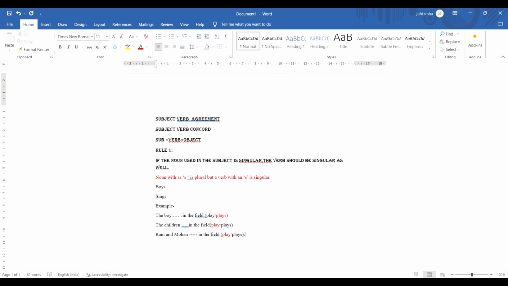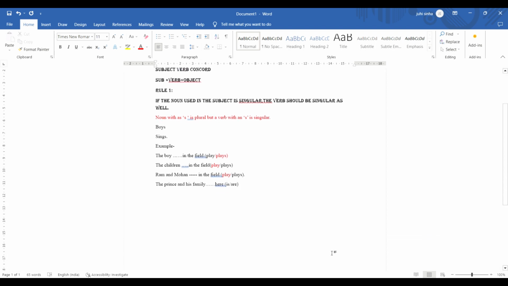Not plays, because two nouns are joined with the help of and. Okay, one more example. The prince and his family dash here. Suppose the options are is or are. Now, because there are more people, the prince as well as his family, the option will be are, a plural verb. Now, as I was talking about exceptions, let us see what the exception to this rule is.